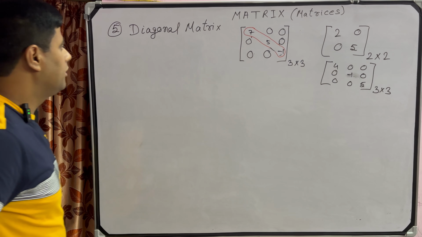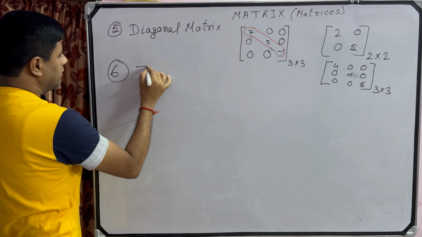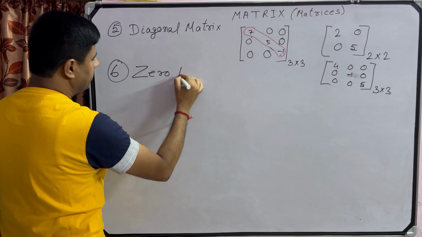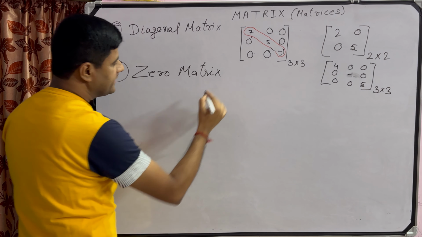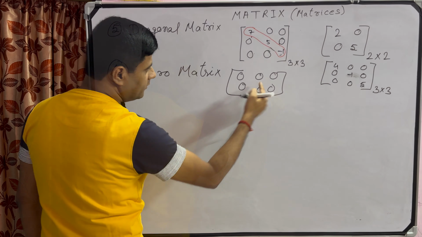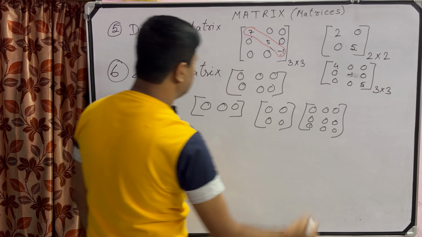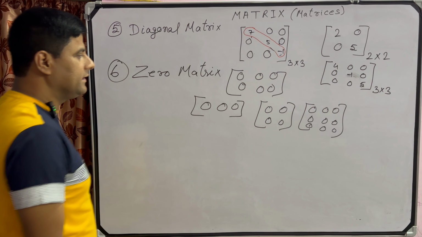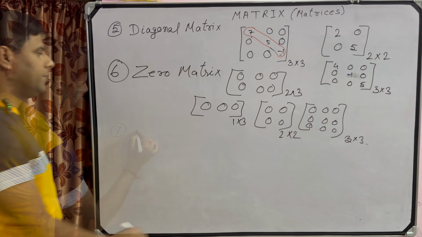So you got to know what is a diagonal matrix. Now let's talk about zero matrix. If all the elements of a matrix are 0, it is called a zero matrix, correct? I have written different types of zero matrix, having different orders. So these are all zero matrices.